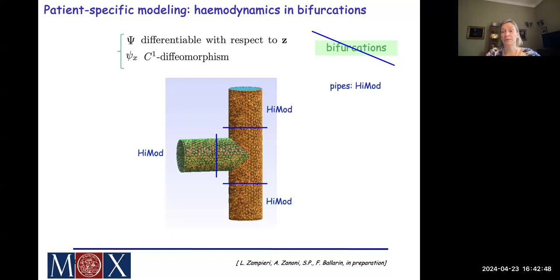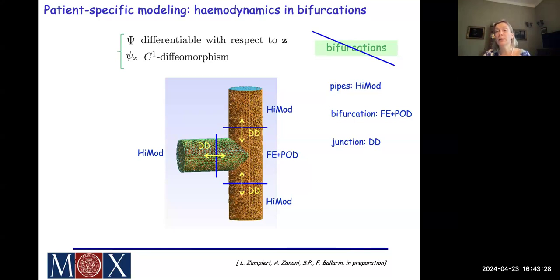So pipes are tackled by resorting to HiMod, while we proposed essentially to manage the bifurcation area by means of a standard finite element discretization, so a full problem, which we combined with a standard proper orthogonal decomposition in order to have the combination of reduced models, and then to link the two different reduced approximations. We have decided to resort to a standard domain decomposition approach.